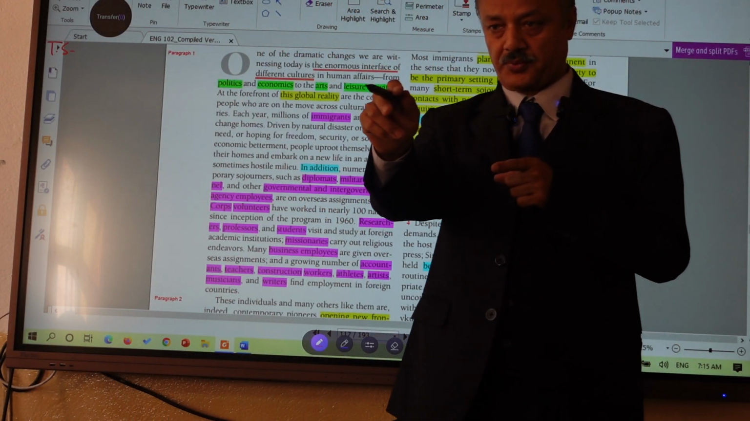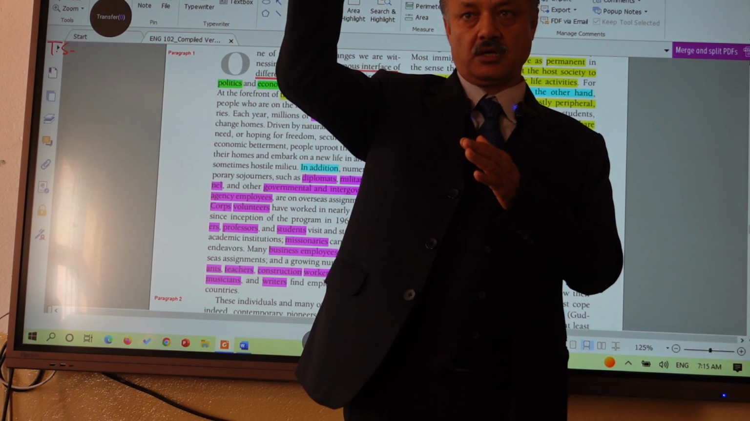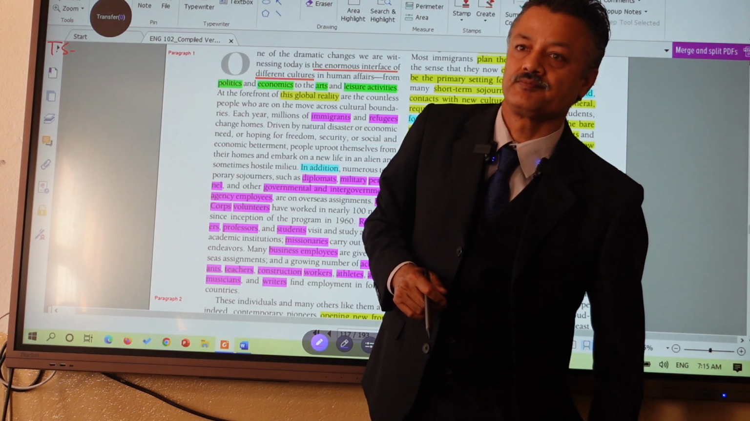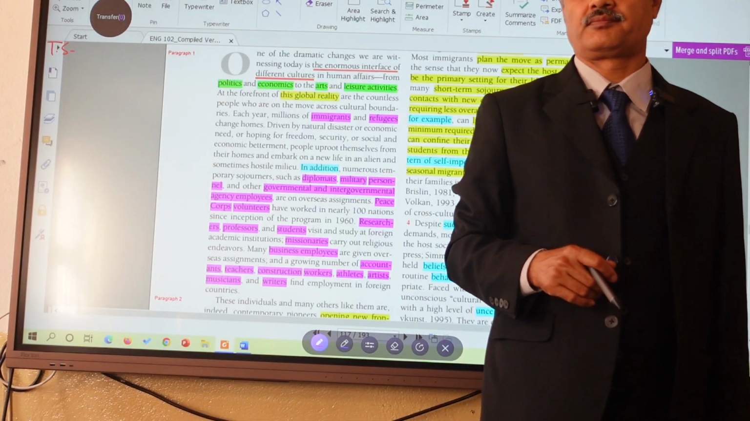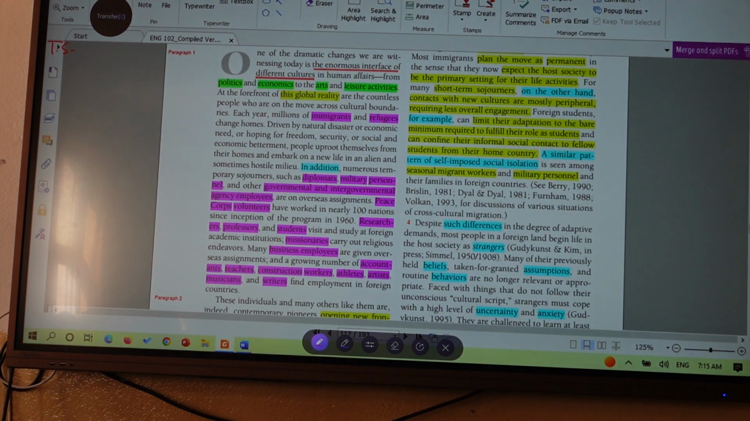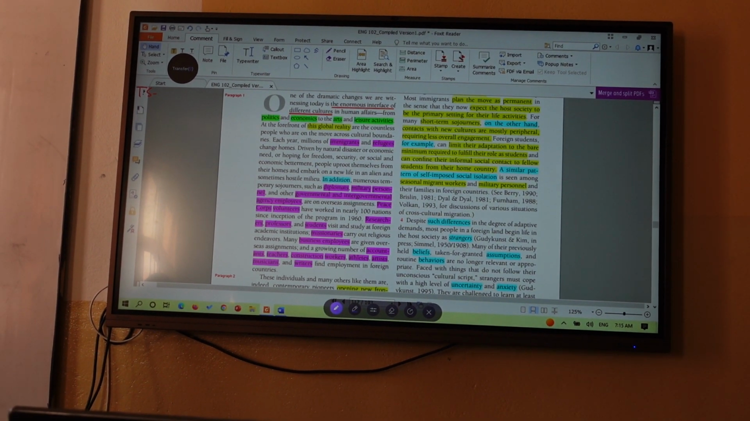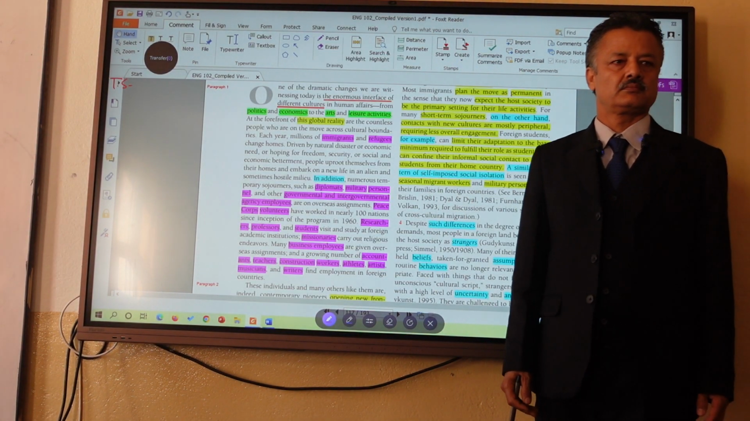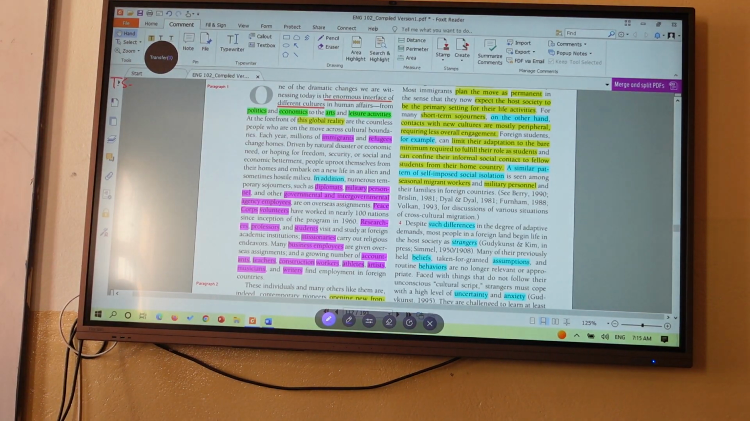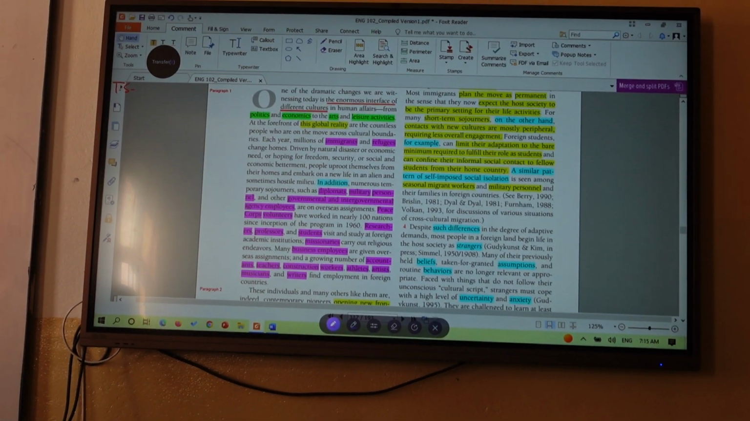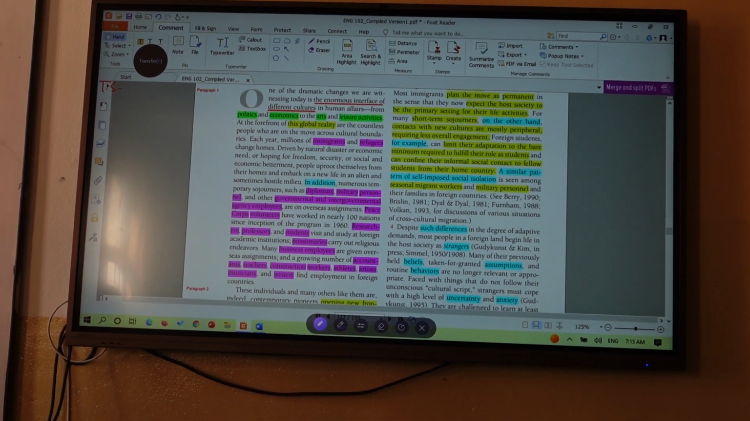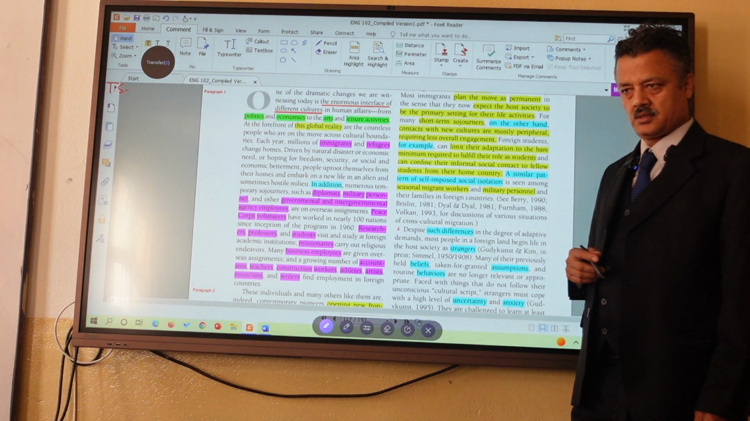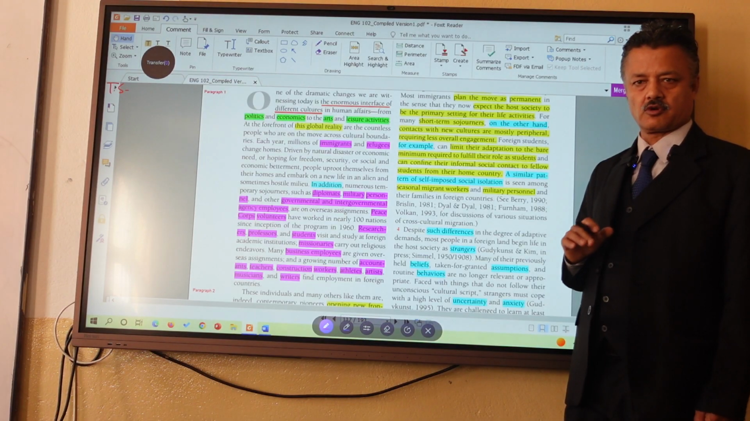Now your job is, in that copy you opened, on the left hand side where you say main ideas, you will write 1 and you will copy this sentence. Copy only the topic sentence, nothing else. Copy only the first sentence.